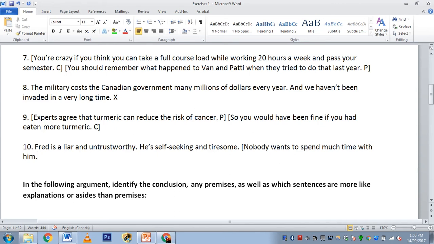So the conclusion is, nobody wants to spend much time with him. That's the conclusion we're trying to drive at. And Fred is a liar and untrustworthy are reasons being given to believe that nobody wants to spend much time with him. So this is an argument just in case you know some things about Fred, right? It's an argument when you appeal to common knowledge to make somebody believe something that they maybe didn't believe before. If you know Fred, you know he's a liar, you know he's untrustworthy, then you could use those agreed-upon premises to argue for the conclusion that nobody wants to spend much time with him.